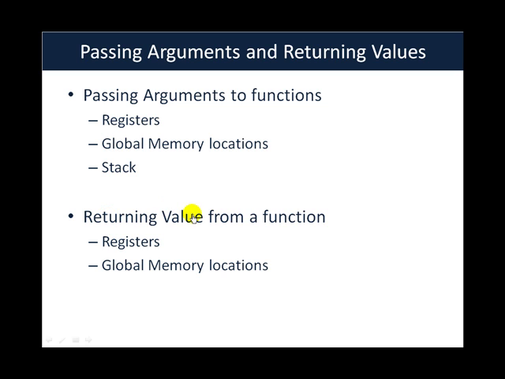As far as returning values is concerned, once again you can return the values in registers or in global memory locations. Now let's look at a very simple example of how to write a function which is going to print a string onto the stdout. In this we will look at two variations of the program, one in which registers are used to pass arguments and the other in which global memory locations are used.